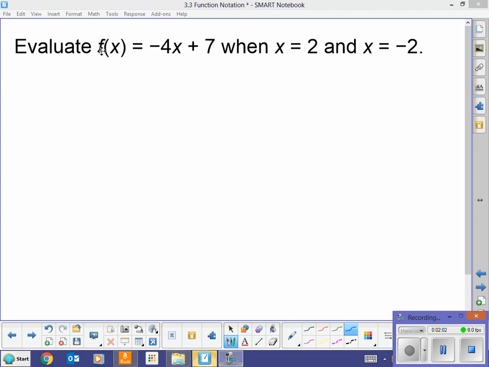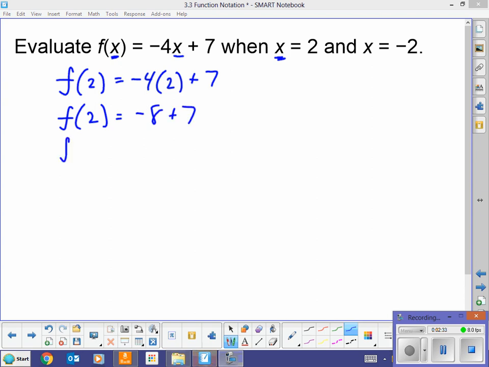It says, evaluate f of x equals negative 4x plus 7 when x is 2 and x is negative 2. Okay, so that means f of 2. I'm going to replace the x with 2 in this case. f of 2 equals negative 4 times 2 plus 7. So f of 2 is going to equal negative 8 plus 7. f of 2 equals negative 1. Pretty easy. We just substitute that in.